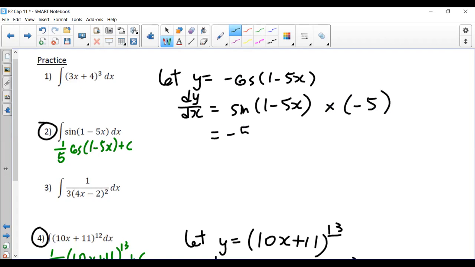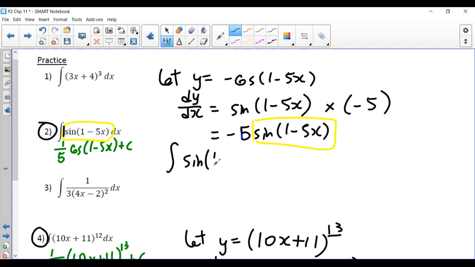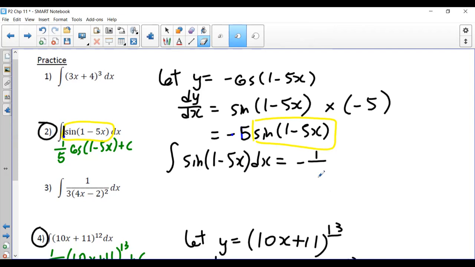Therefore, it's negative 5 sine(1 minus 5x). And we know it works because sine(1 minus 5x) is there. We just have to balance the coefficient. We're comparing the 1 with a minus 5. Therefore, the integral of sine(1 minus 5x) dx equals negative 1/5. Why negative? Because there was no negative in there, so we multiply by negative 1/5.